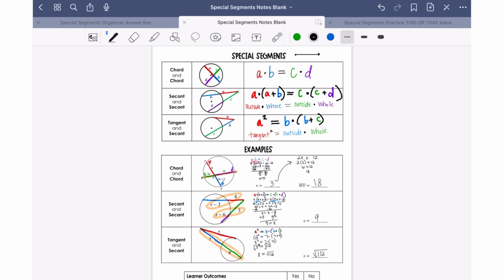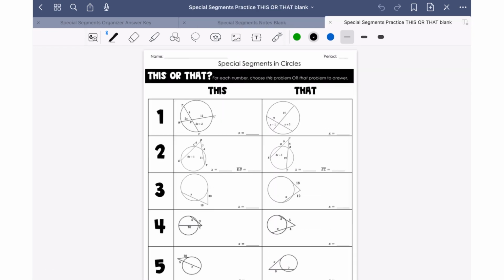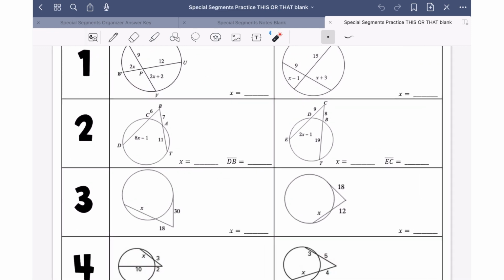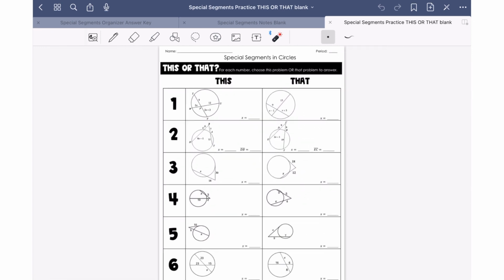Your assignment for tomorrow is the this or that practice. So I'm just going to give you a heads up. You can start it now, but what you're doing is for number 1, you're either going to pick this problem or that problem. For number 2, you're going to pick this problem or that problem. Same for 3, 4, 5, 6. And then you do have to show all your work.